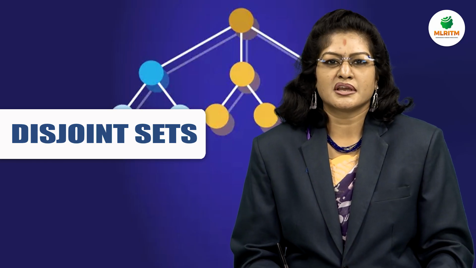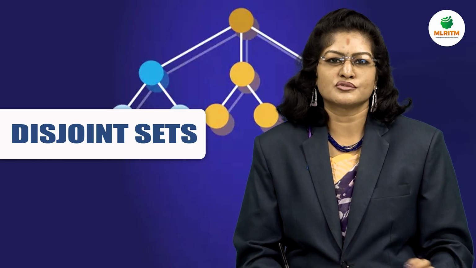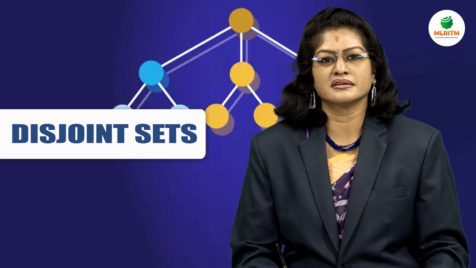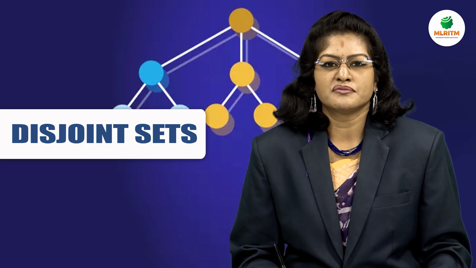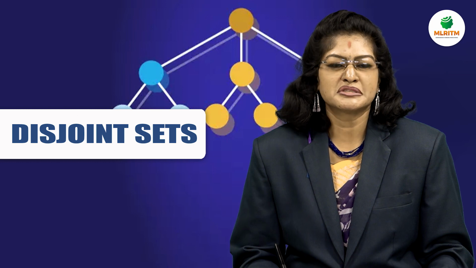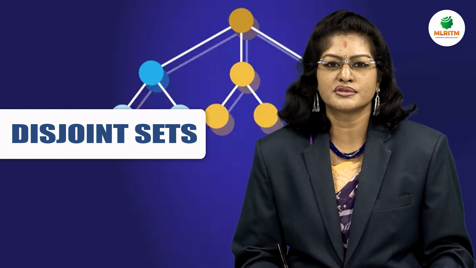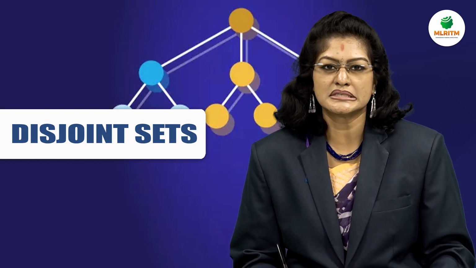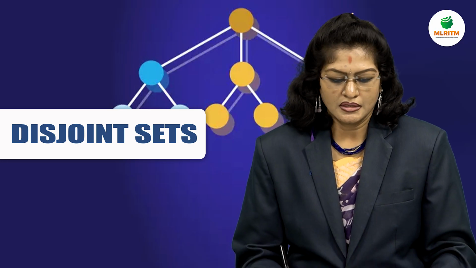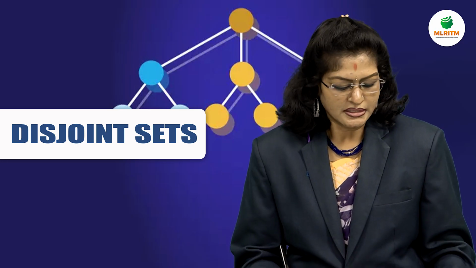In the last class we started the series of the DA subject, and in the previous sessions we learned about Prim's algorithm, right? In today's session we are going to learn about disjoint sets. Okay, so what do we mean by disjoint sets?